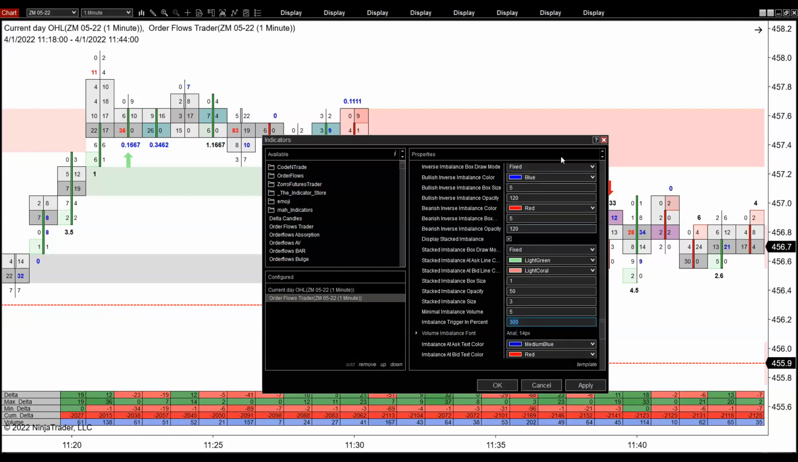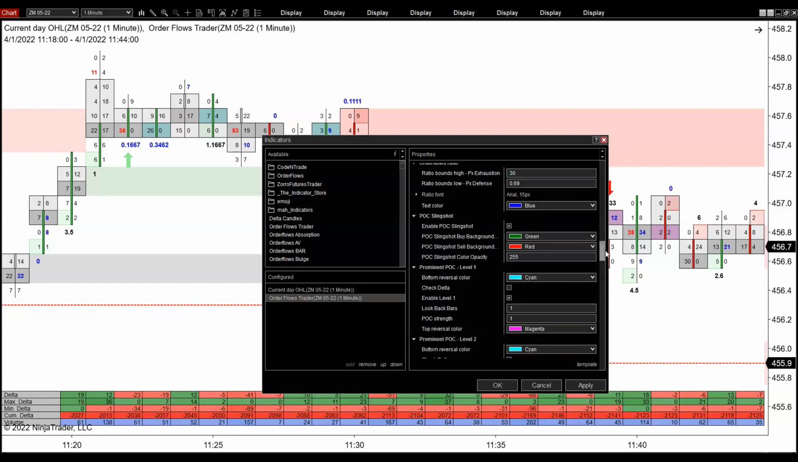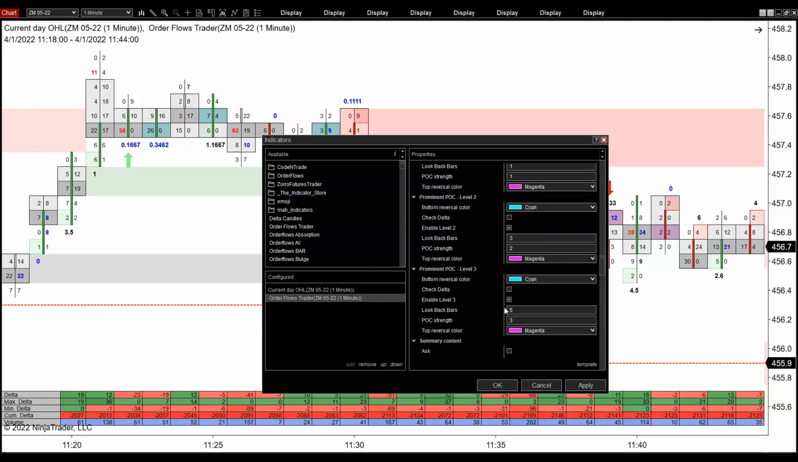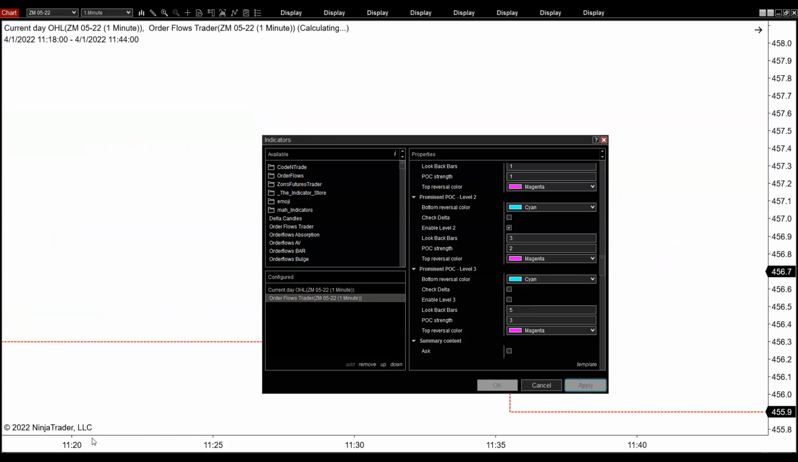Instead of 300 or 400, I use a higher one. I'll let you play around with that. And what other little things in here? Prominent point of controls. I don't use a third level. I just use the first two levels. But yeah, there are some slight differences.